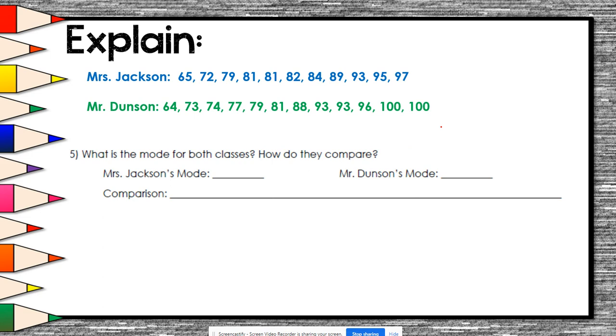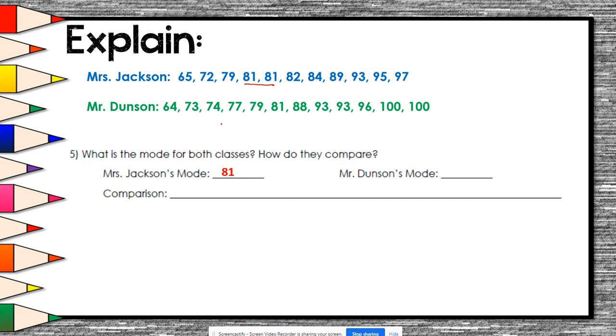Number 5 asks what is the mode for both classes and how do they compare? Well, remember mode is the number or numbers that occur most often. So for Miss Jackson, you see that we have 81, which occurs 2 times, and every other number in the data set only occurs once. So Miss Jackson has a mode of 81.